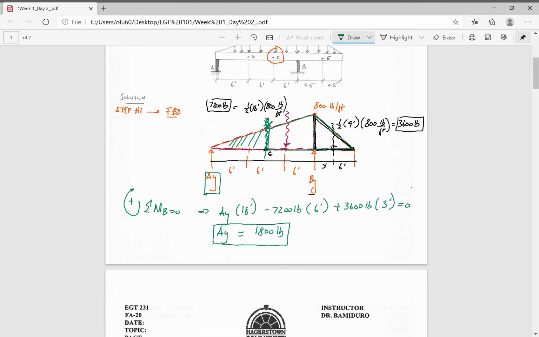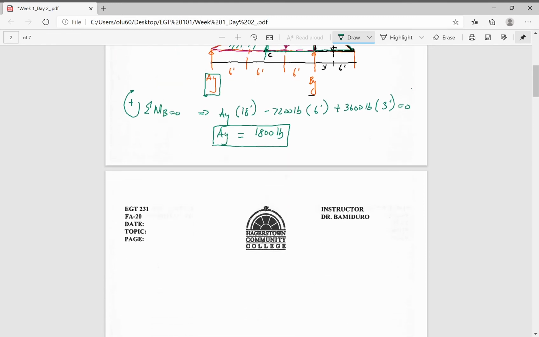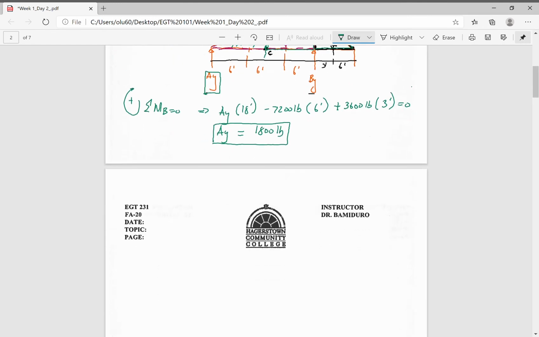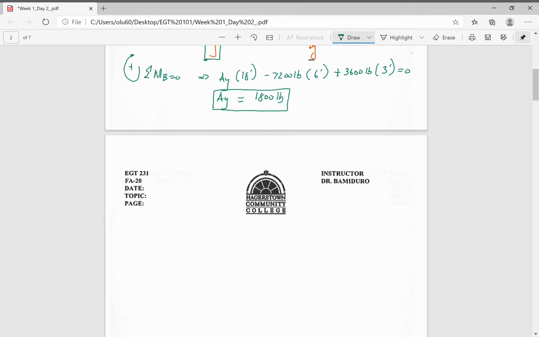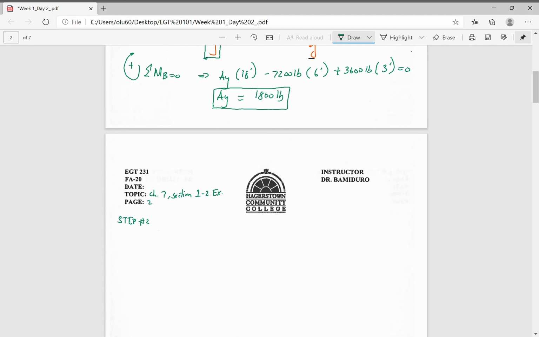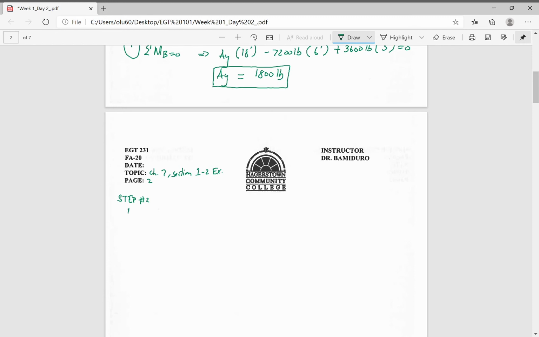Okay. So now what I want to do is take a cross-sectional cut, and I'm going to take the left side, as we said before. And when I do that, step 2, this is Chapter 7, Section 1-2 exercises. Make the cut. Make cross-sectional cut.